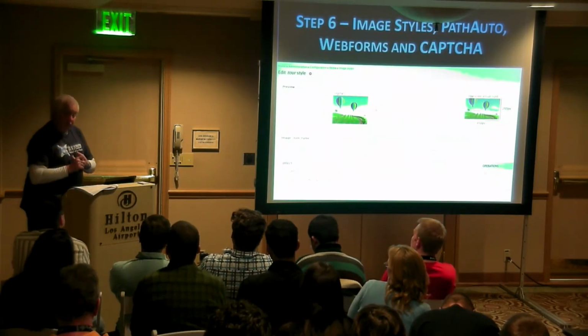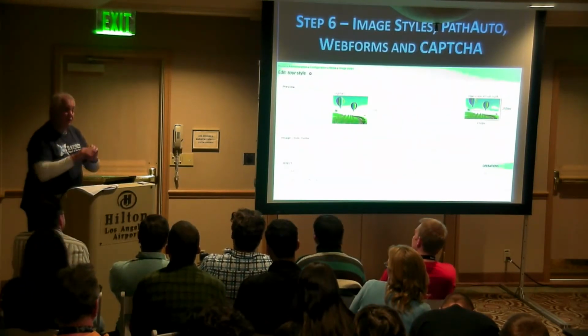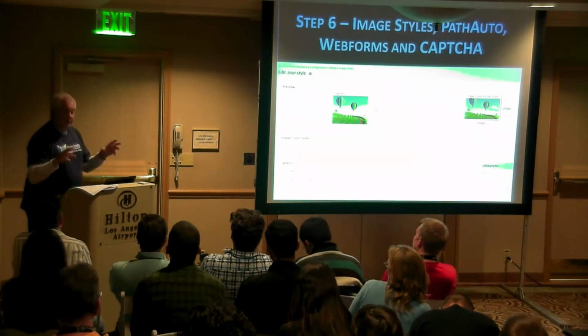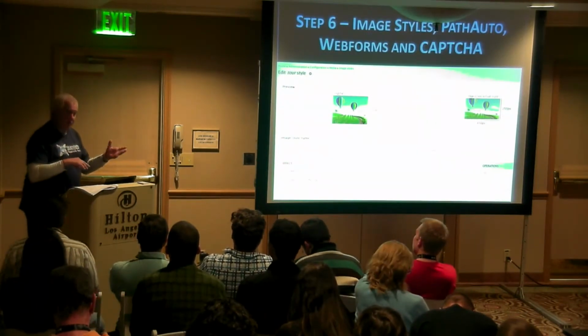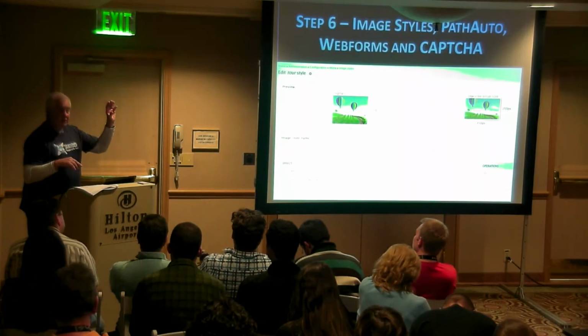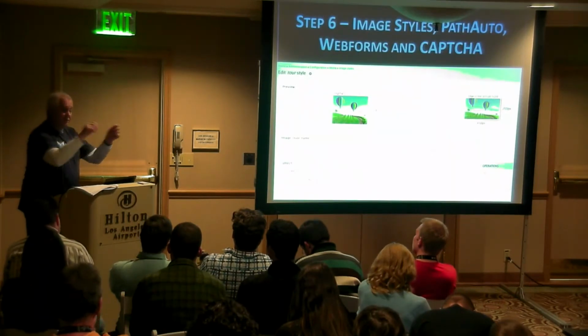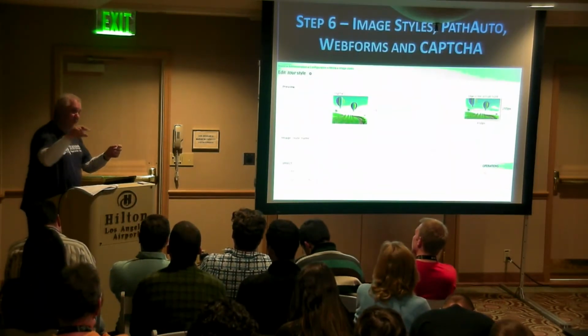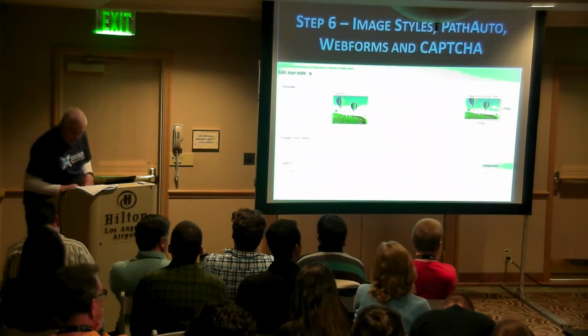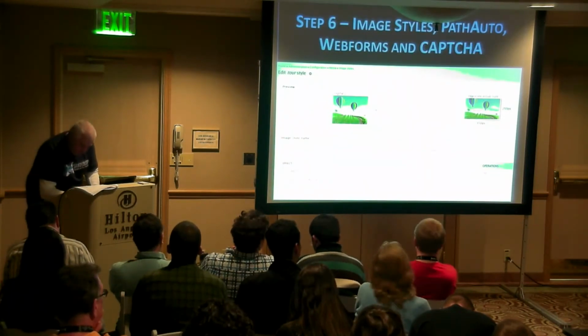So other cool modules, Path Auto, which gives you control over URL structure, which is really important for lots of reasons, SEO and inside views and things like that. Basically, you can say for your different content types what the URL structure is going to look like, and you can stick in tokens and things like that, and get that stuff going.